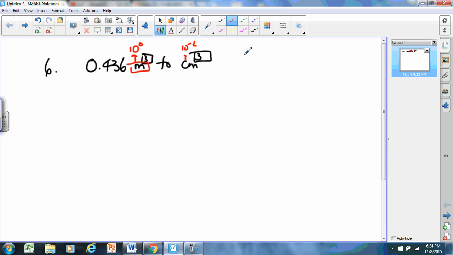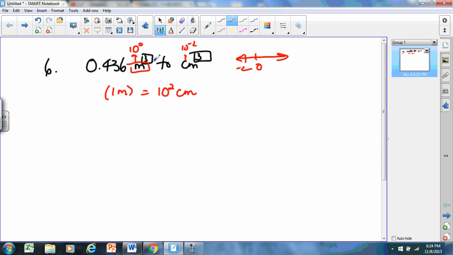How far is it on a number line? From negative 2 to 0, it's actually 2. So one of these is 100 times bigger than the other. 10 to the 0 is bigger than 10 to the negative 2. So 1 meter is 100 centimeters. But interesting, notice these are to the first power and these are to the third power. And so when that happens, this is a volume problem.